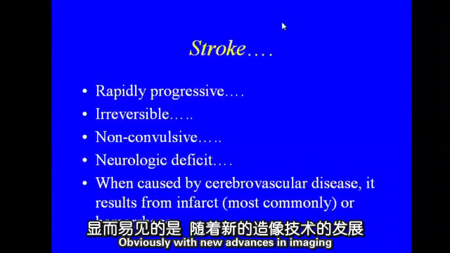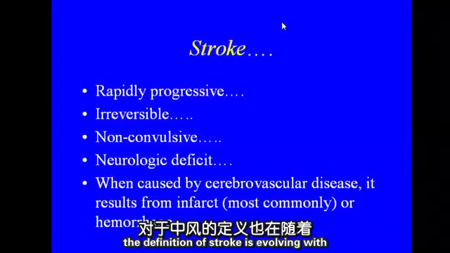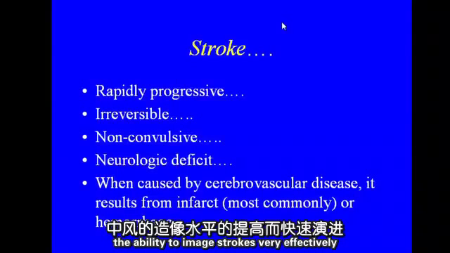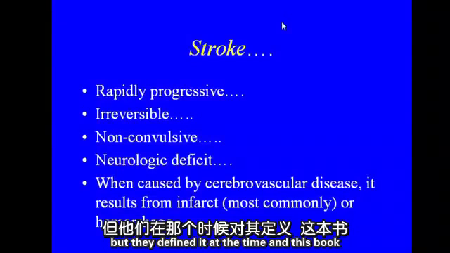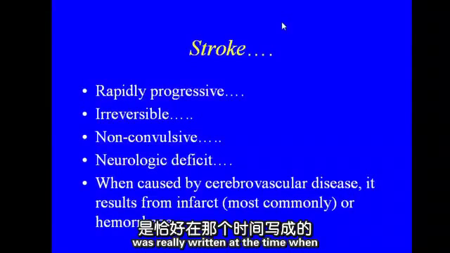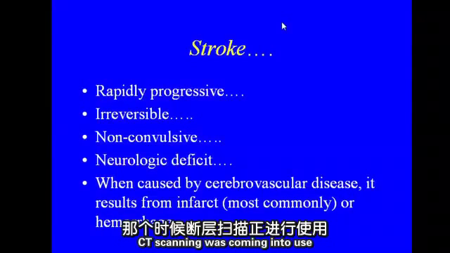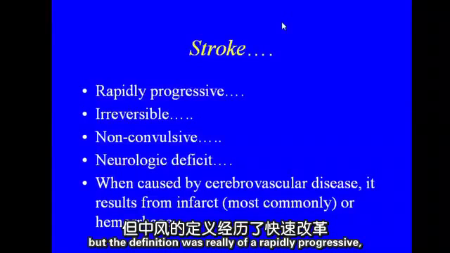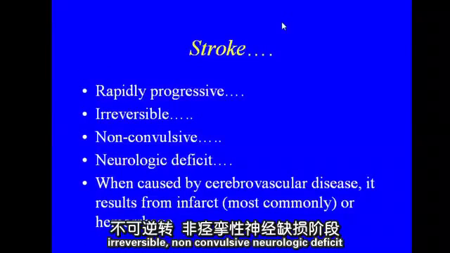Obviously, with new advances in imaging, the definition of stroke is evolving with the ability to image strokes very effectively. But they defined it at the time, and this book was really written at the time when CT scanning was coming into use, which wasn't the greatest thing for identifying strokes. But the definition was really of a rapidly progressive, irreversible, non-convulsive neurologic deficit.